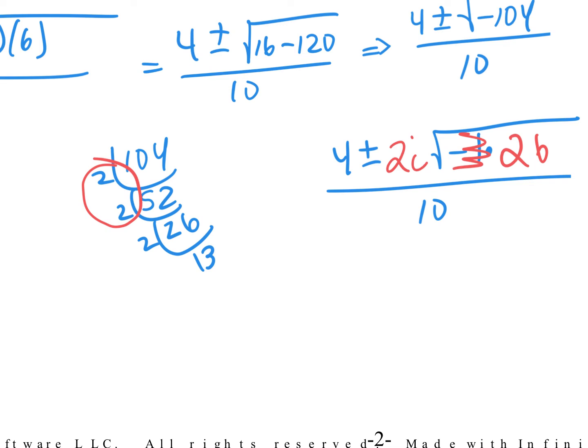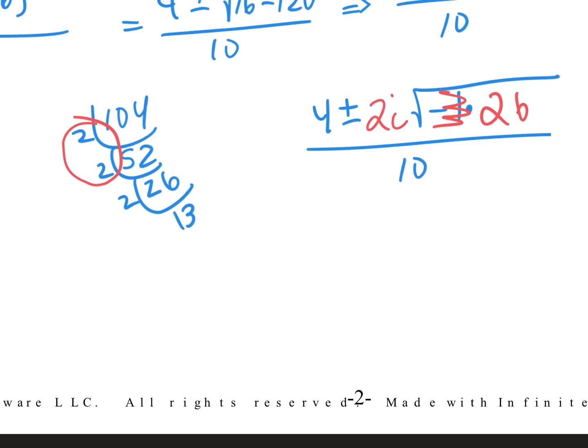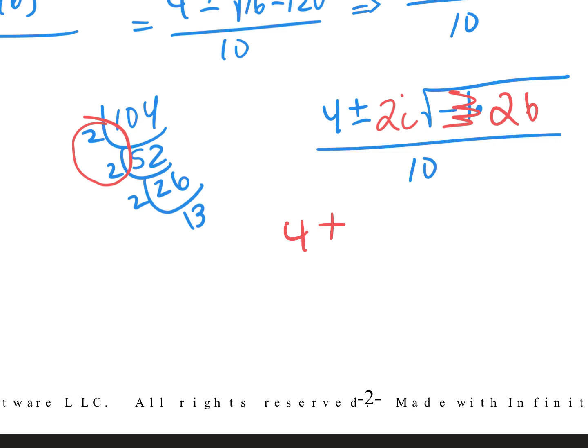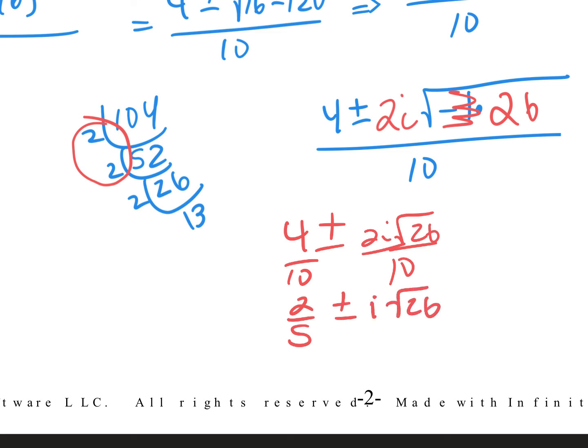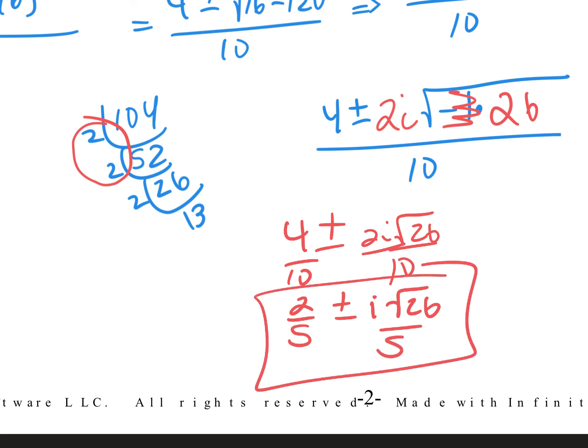This becomes your I. So you have 4 plus minus 2. Sorry, let me separate it. 4 plus minus, that's a minus sign. So 4 over 10 plus minus 2i root 26 over 10. 4 and 10 become 2 over 5. Plus minus, what happens with my 2 and the 10? It becomes 1 over 5. And there's your answer. Questions?